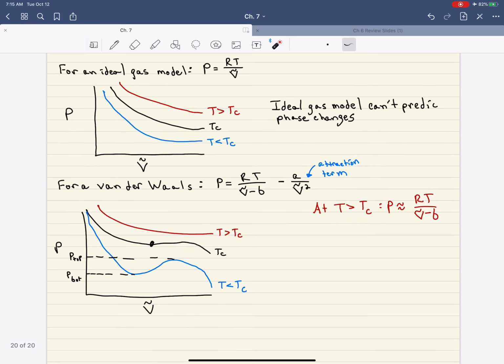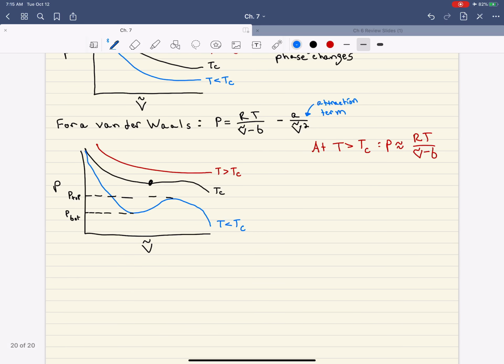What I mean by that is there is some pressure value, P sat, in which the volumes it corresponds to are the vapor molar volume and the liquid molar volume. But between P top and P bottom, you can see that there are a lot of pressure values that correspond to multiple volume values. And so that begs the question, which pressure is P sat? How do we determine which pressure actually corresponds to the P sat for a given temperature?